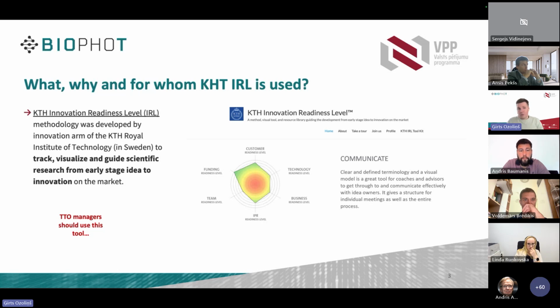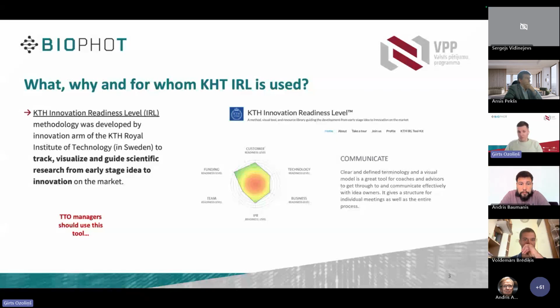And basically this is what we are going to do also in BioPhoT. That's why I was saying that this is very valuable for technology transfer office managers from our universities and research institutes.